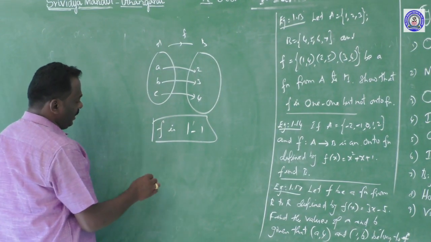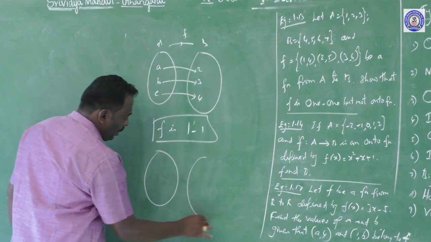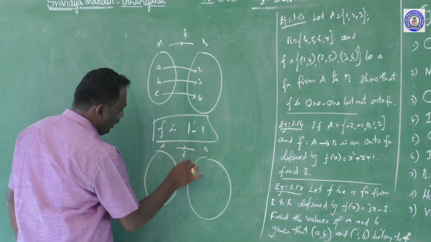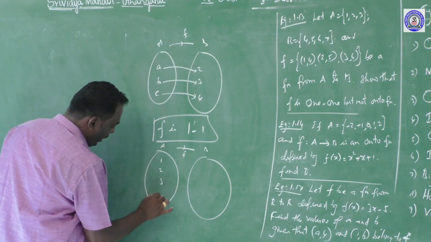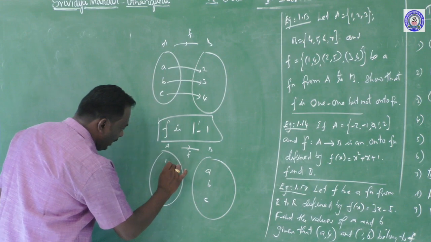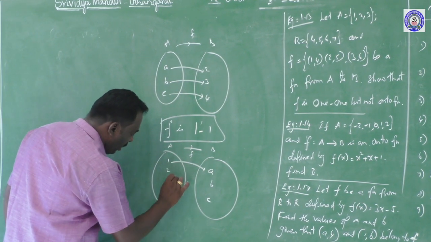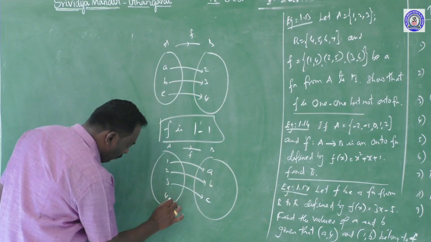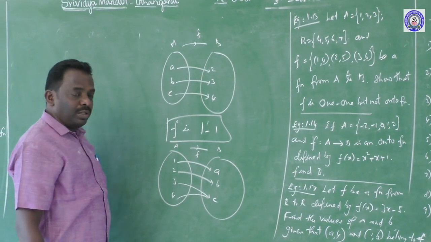Now we can see the next one, called many-to-one. Take set A and set B, with the function from A to B: 1, 2, 3, 4 and a, b, c. The image of 1 is a, the image of 2 is b, the image of 3 is c, and the image of 4 is also c.